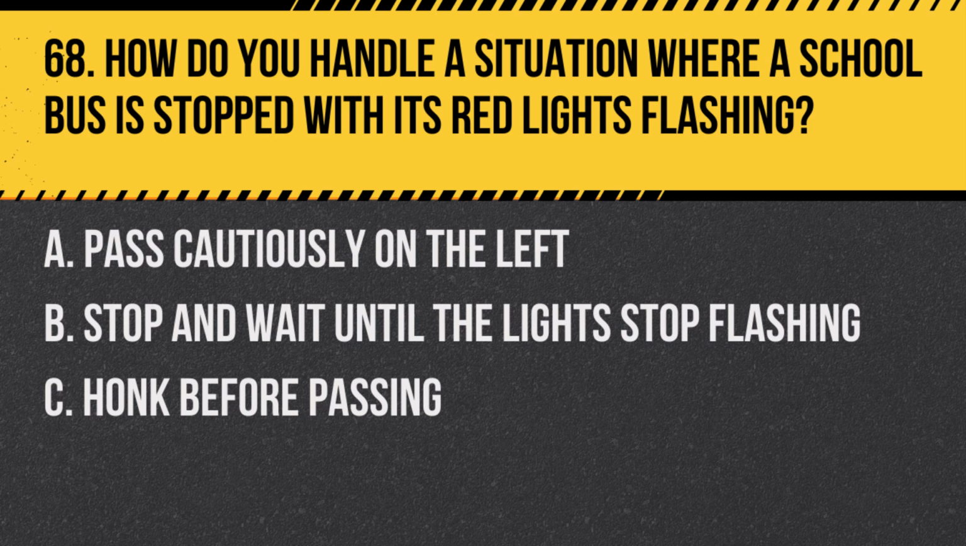Question 68. How do you handle a situation where a school bus is stopped with its red lights flashing? A. Pass cautiously on the left. B. Stop and wait until the lights stop flashing. C. Honk before passing. Answer: B. Stop and wait until the lights stop flashing. When a school bus is stopped with its red lights flashing, you must stop and wait until the lights stop flashing and the bus moves.